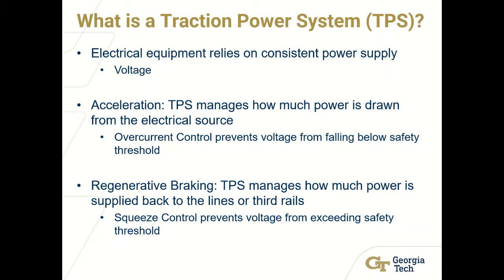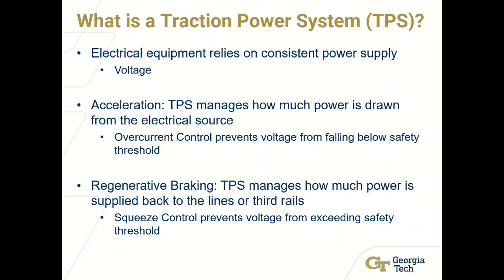So what is a traction power system, a TPS? Electrical equipment relies on a consistent power supply. In this case, we're going to be focusing on voltage because it is direct current. And when the train is accelerating, the TPS manages how much power is drawn from the electrical source. As that train is tractioning, accelerating, it is pulling current from the line, and the nodal voltage, the local voltage experienced at that train, decreases. And so the overcurrent control prevents the voltage from falling below a safety threshold.